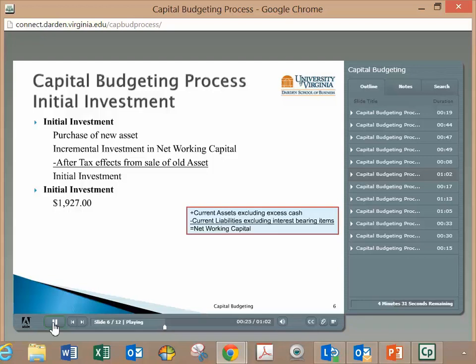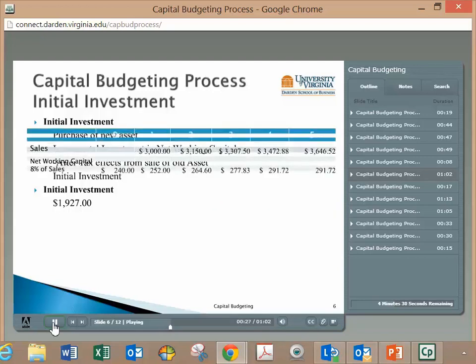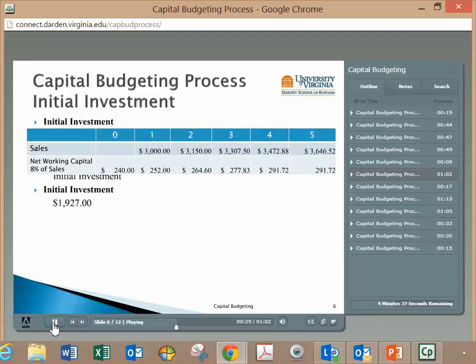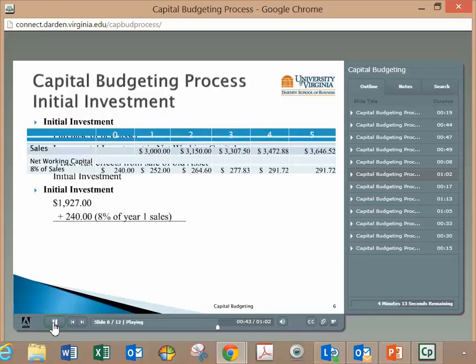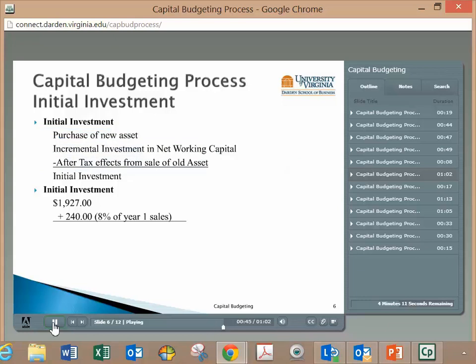If we also assume that we need to make the investment of net working capital at the beginning of the period, we will need the $240 in net working capital to support the sales in year one as part of the initial investment. Note that in subsequent years, we only need to fund the change in net working capital. We have also included as part of the initial investment the possibility there could be a sale of an existing asset to offset the initial investment. However, that is not the case here.